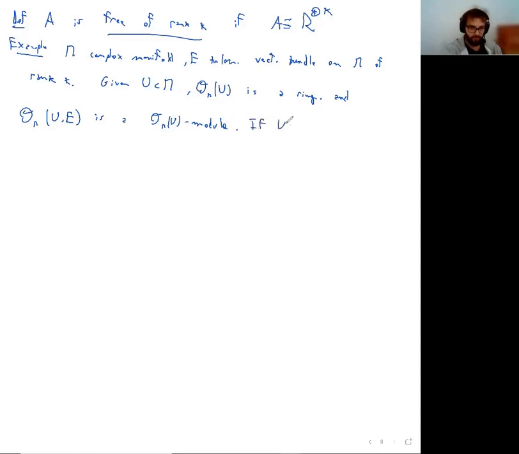And in particular, if U is trivializing for E, then this is free of rank k. Okay. Simply because you can think that this E is just C to the k, and so you need different coordinate functions, and each coordinate is an element of O(U), so it's just O(U) to the k.